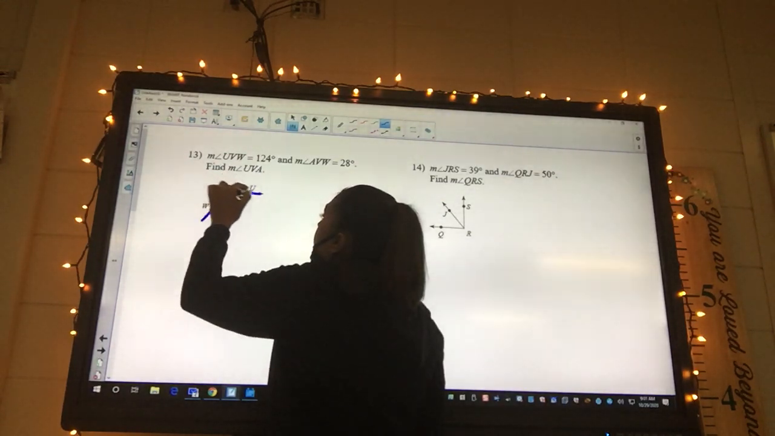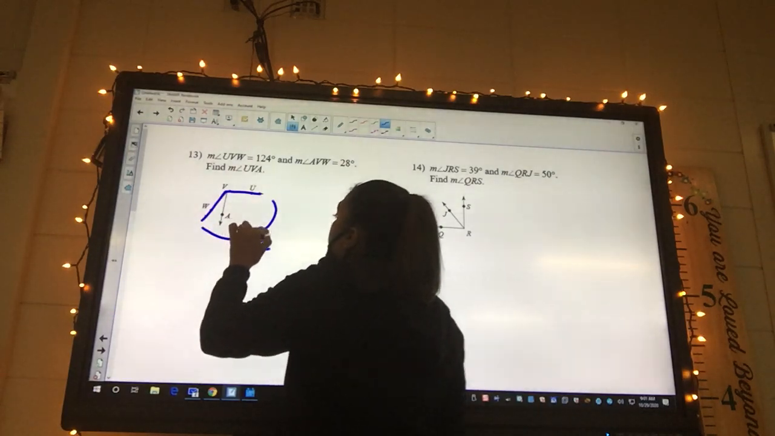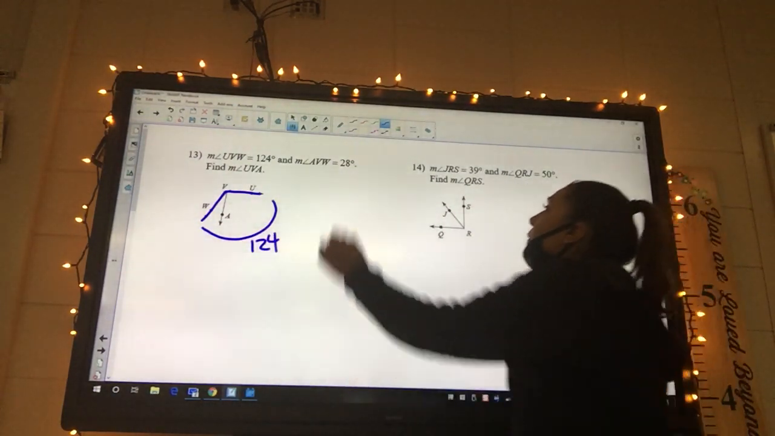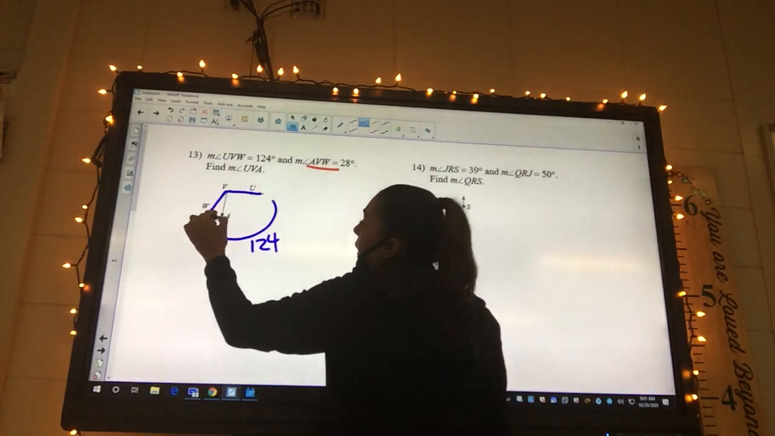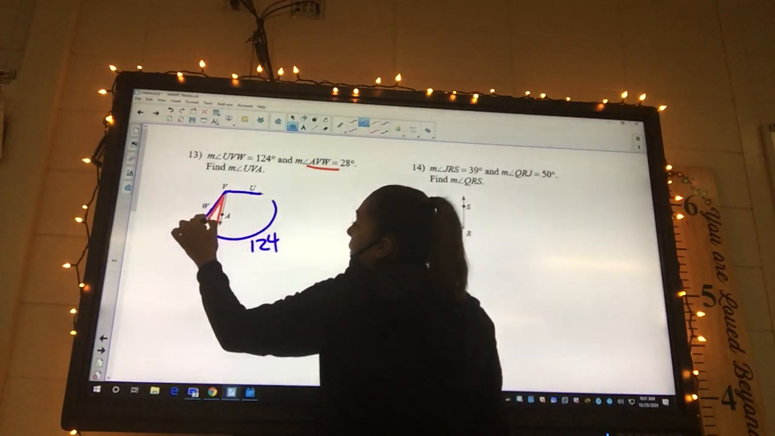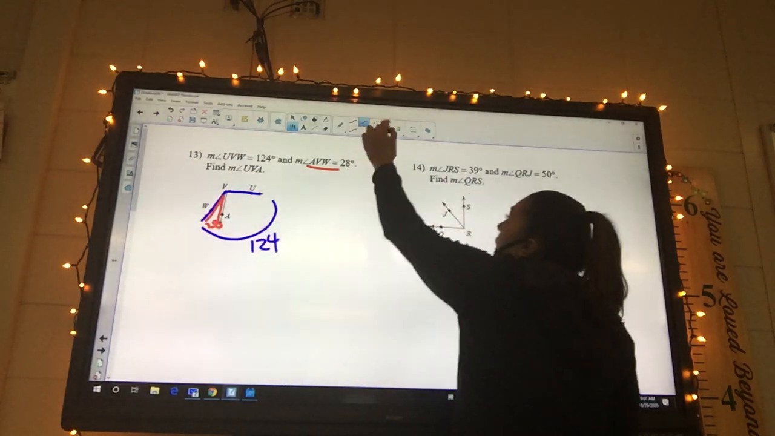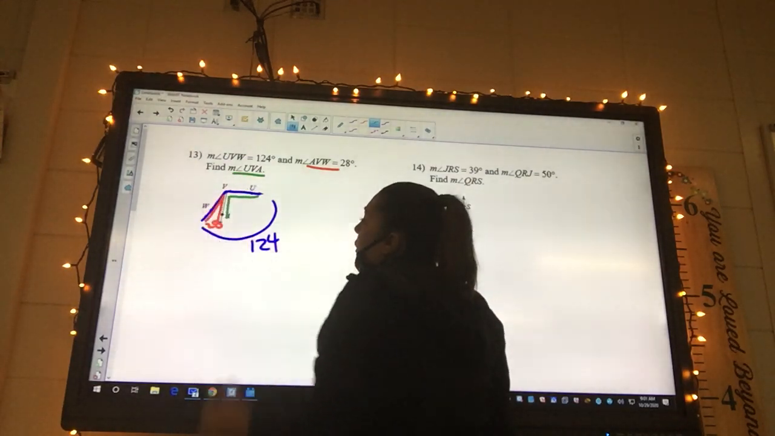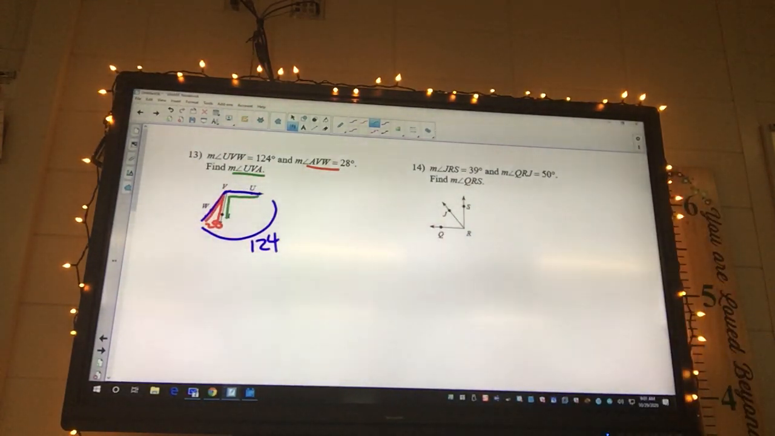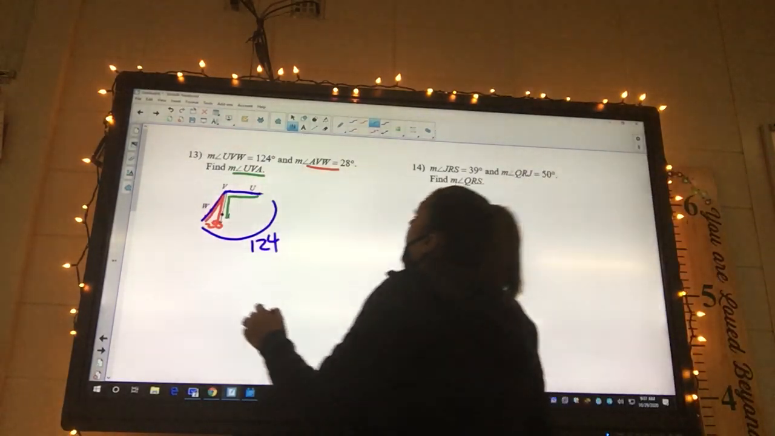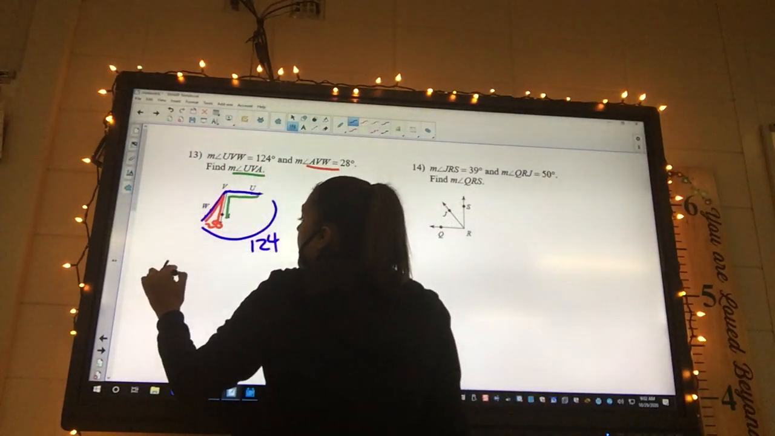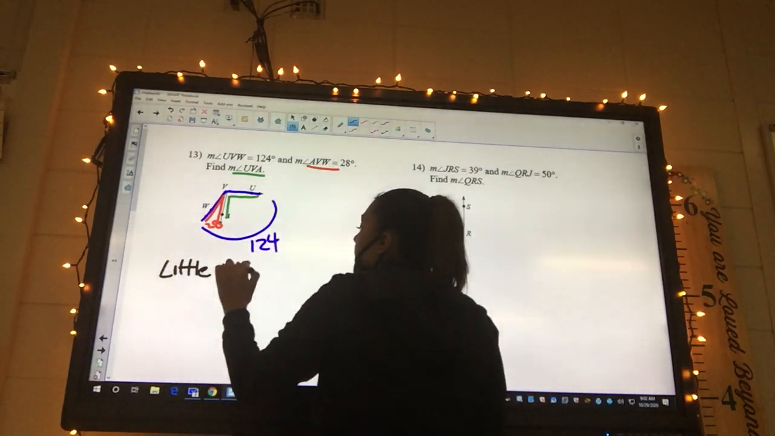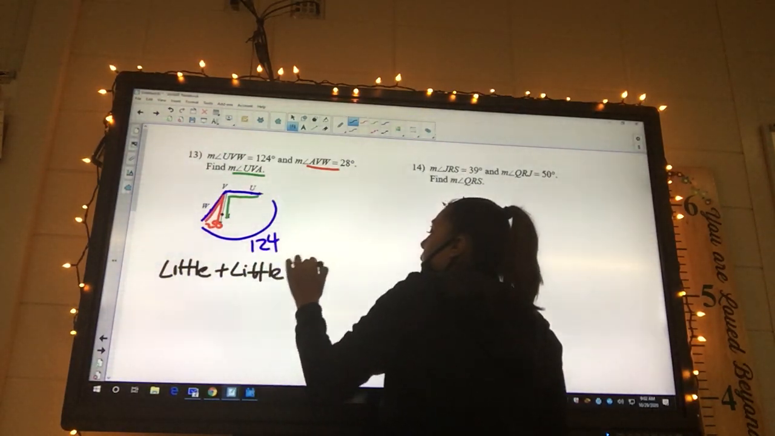UVW is 124 degrees, so all of this blue one is 124. And AVW is 28. And it says find UVA, so that's this one, UVA. What was our formula for all of these? You guys remember? Little plus little equals big. Perfect. Little plus little equals big. Is UVA the big one? Hold on. So we've got little plus little equals big.